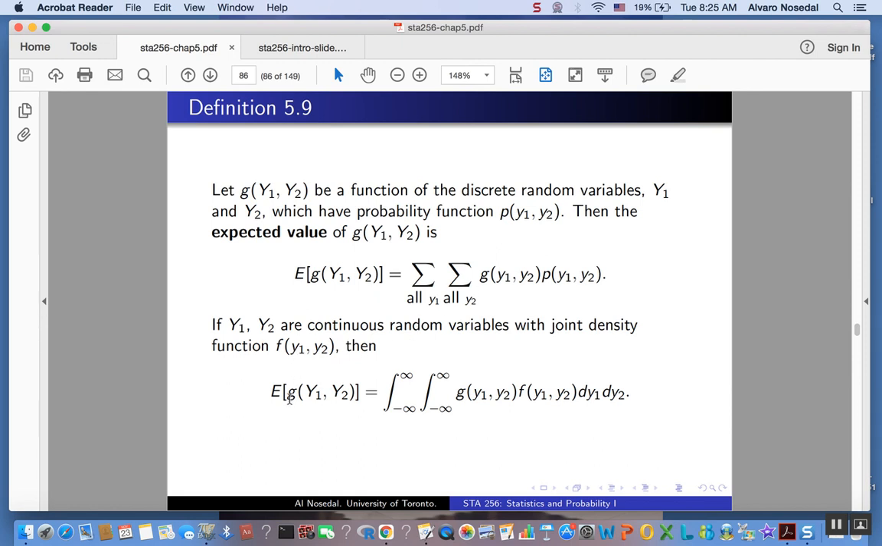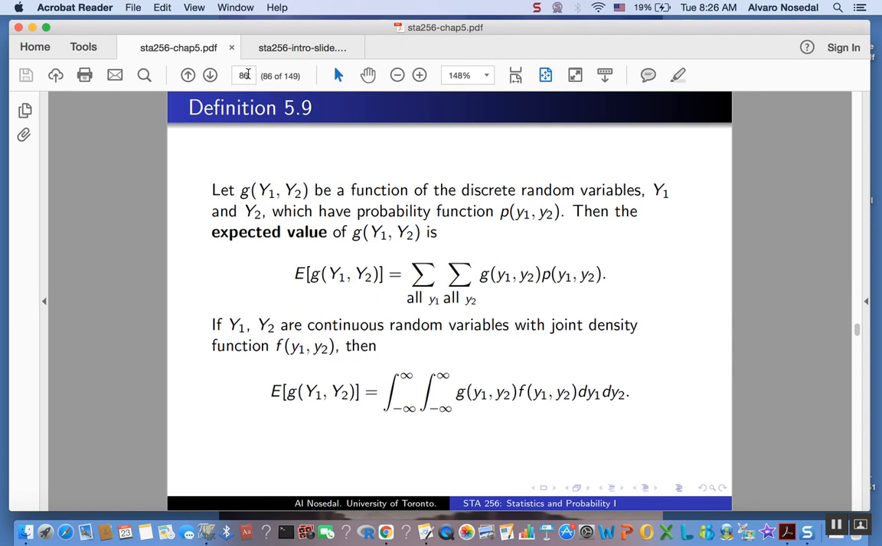Same goes for the continuous random variable case. So if you want the expected value of a function g of y1 and y2, now instead of having a single integral, you have a double integral. You have that function g that depends on y1 and y2, and instead of having the PDF, the probability density function, now you have the joint density function. But can you see that it is extremely similar? It is just an extension of the definition we had before.